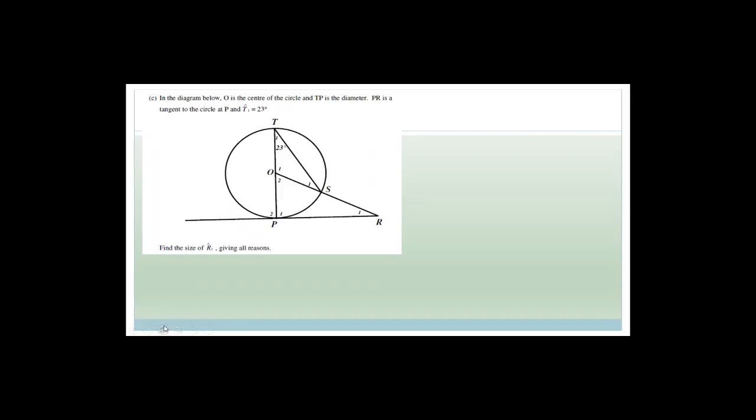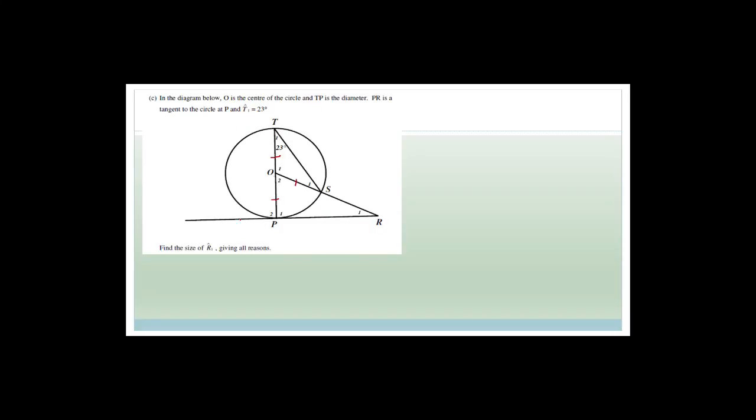Right, now let us do this next question. It says, in the diagram, O is the center of the circle and TP is the diameter, which means that this line is equal to this line, which equals this line. When I say this line, I mean just OS. I don't mean the whole of it, OR. I just mean OS. And these are all radii, do you agree?